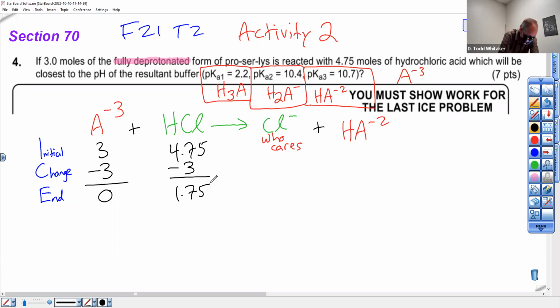Okay? So we don't care about Cl minus anymore, but we started with 0 of this one. How much did we make? For every mole of A minus 3 that I react, I make a mole of HA minus 2. One-to-one stoichiometry. So when I react 3 moles of A minus 3, how much HA minus 2 do I make? 3.